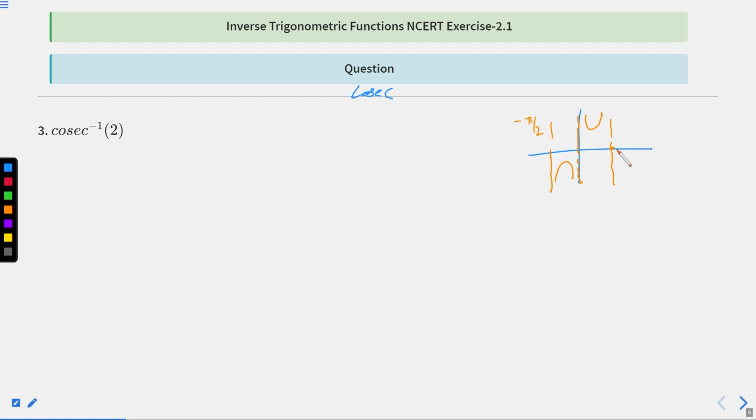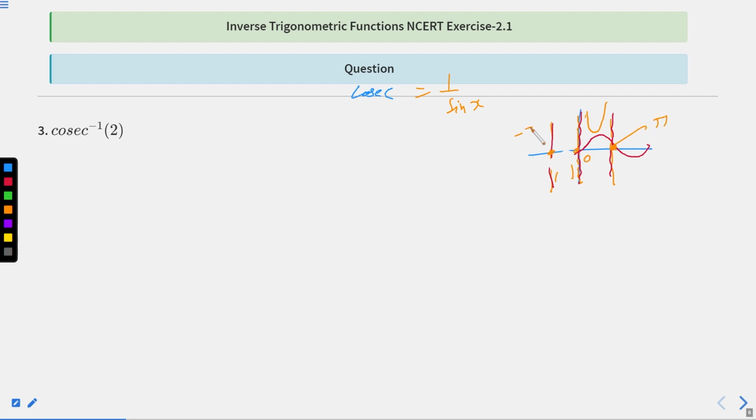If you recall, the sine function looks like this. Whenever sine is 0, we plot an asymptote over there, and then you plot this. So 1 upon sine x, if you recall, this will be pi, this will be 0, and this will be minus pi.